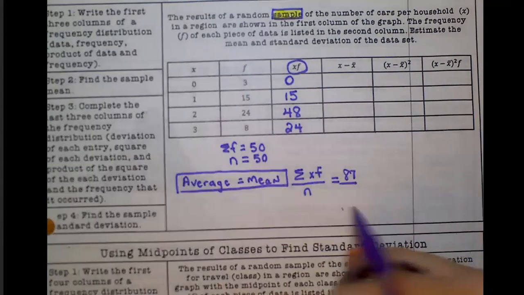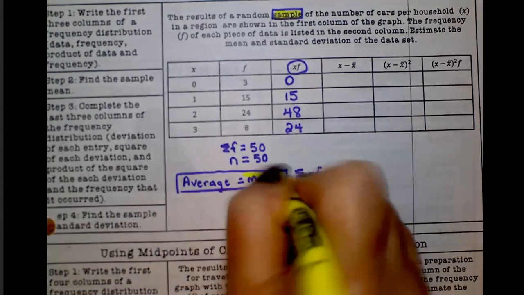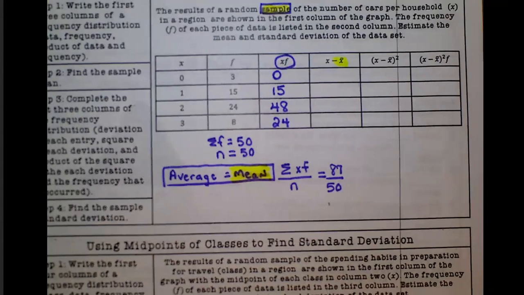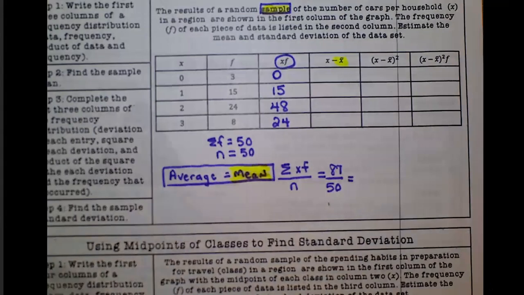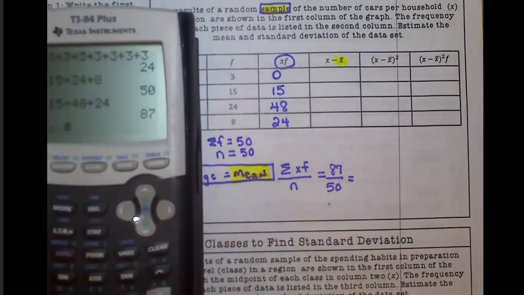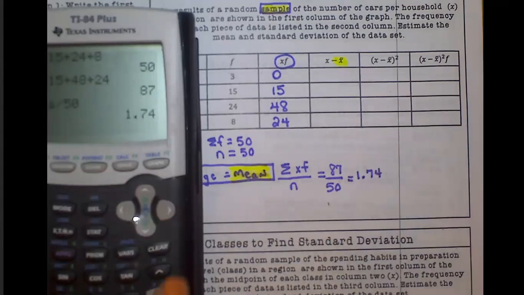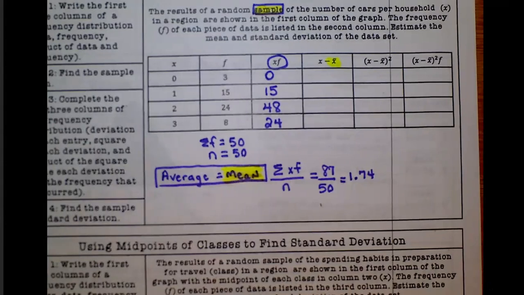Okay. Now I divide that by 50 because I have to find my mean to be able to subtract each x from that mean. Okay. So now when I divide that, let's round it. So we're going to have 87 divided by 50. And let's just keep it 1.74. So it came out 2 places. So we'll keep it as accurate as we can. So that's going to be my average.